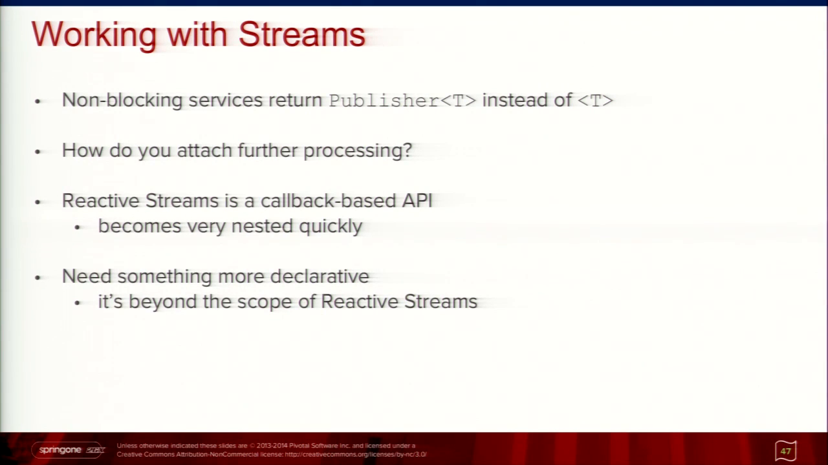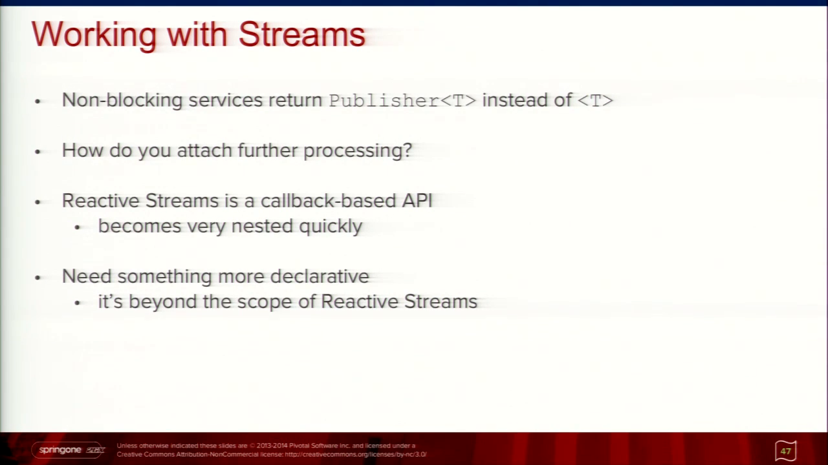In order to work with streams, we now have services that are not returning data, they're returning publishers. Fundamentally, they're becoming non-blocking. This is really what it's about. So how do you attach further processing? Do you subscribe to that? And then when you get items, you start requesting and then pass them on to something else. That's a lot of work. That's not a very straightforward way to deal with this.